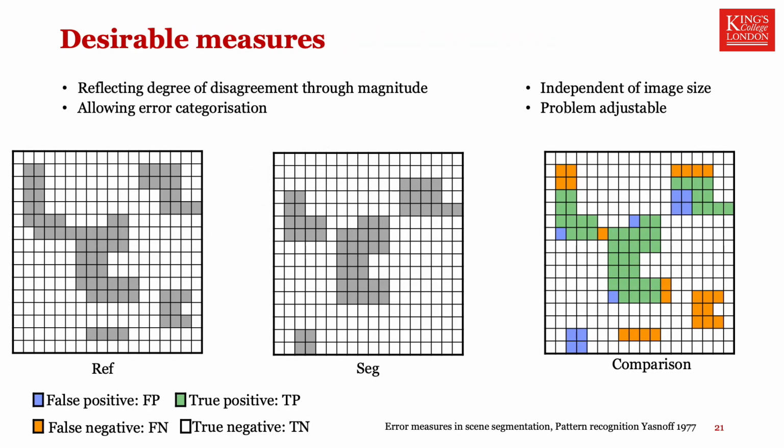We'll slowly move on to the type of segmentation metric and the type of measures that you could potentially look into, and the desirable measures of accuracy, performance, overlap that you may derive from segmentation.